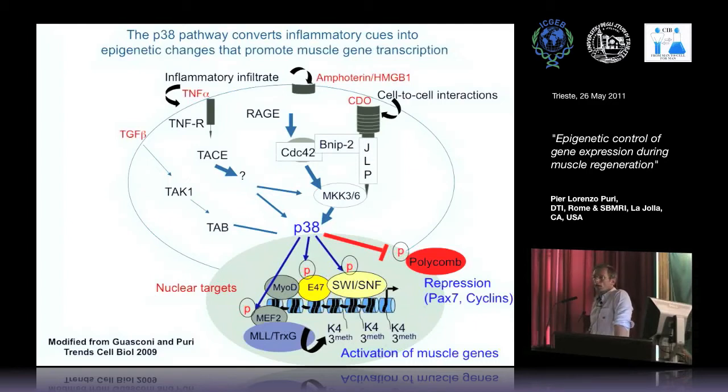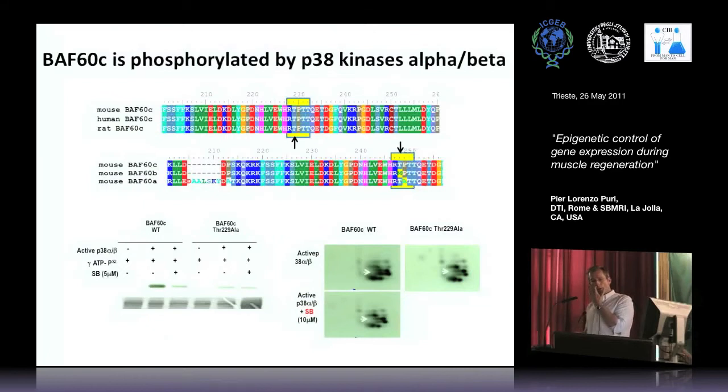But the problem was that we already knew that p38 kinases were important to recruit this SWI/SNF complex. So it was kind of easy to hypothesize that the phosphorylation of some component of this SWI/SNF complex by p38 alpha or beta could be the event that mediates the recruitment of the SWI/SNF complex and the activation of muscle gene expression. So we started to analyze the phosphorylation of many components. We focused on BAF60A, B, and C. And as you can see, we found a threonine, which is a highly conserved proline-directed threonine in mouse.